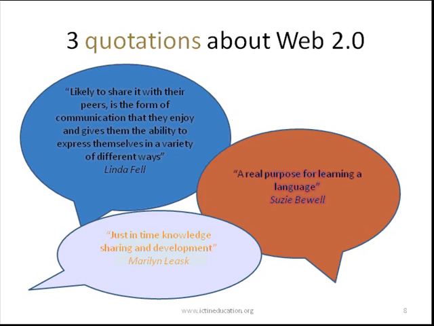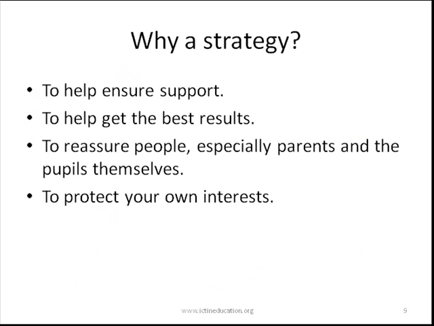So let's look at why you might need a strategy in the first place. And I think a lot of this comes down to the fact that people do have their own concerns about Web 2.0. You know, they have a concern of what is sometimes called stranger danger. If you have a pupil blogging and then someone comments on that blog, do they know who that person is? Is that person up to no good?